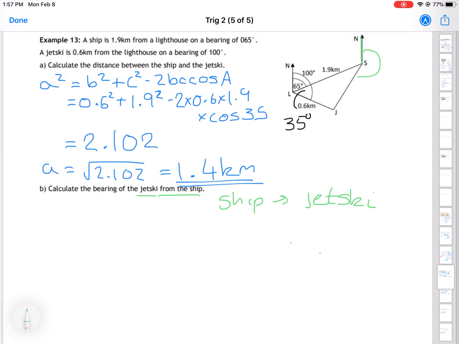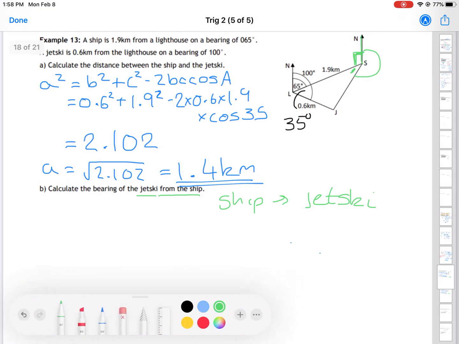Ship to jet ski is round here in that angle. So what I'm going to have to find is the angle contained within the triangle. I'm also going to need this angle in here, which I don't know what size that is. Once I've got both of those, I can take that away from 360 to find out that angle.